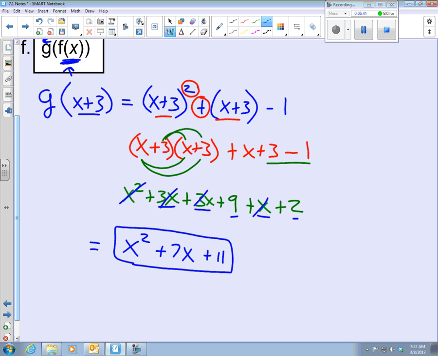Well, what does it come from? That's g of f of x. You plug the f of x function into the g of x function. And that's about it.